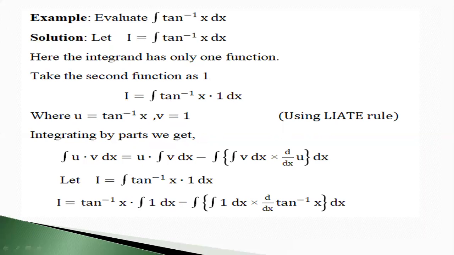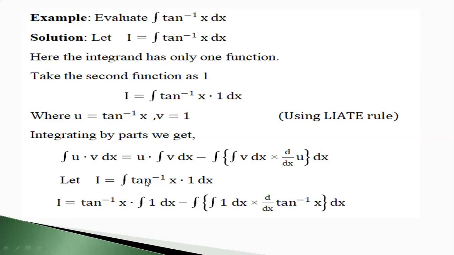Then to find the integration, the first step is to find out the first function u and v as per the LIATE rule. Here I is for the inverse trigonometric function, that means u is equal to tan inverse x and v is equal to algebraic, that is 1. Then as per the rule, u is equal to tan inverse x and v is equal to 1. Then integrating by parts, we get integration of u into v dx is equal to u into integration of v dx minus integration of, again into bracket, integration of v dx into derivative of u dx.